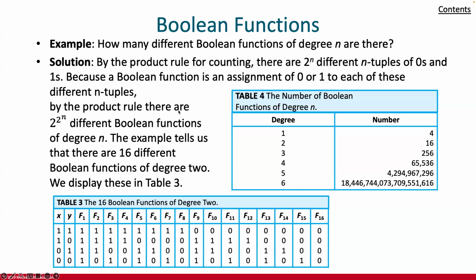By the product rule, there are 2 to the 2 to the n different Boolean functions of degree n. The example tells us that there are 16 different Boolean functions of degree 2, and we display these in table 3 as we see below. And so we have this table that goes into details here. Degree 1 is 4, degree 2 is 16, and we can see that was laid out there in table 3.